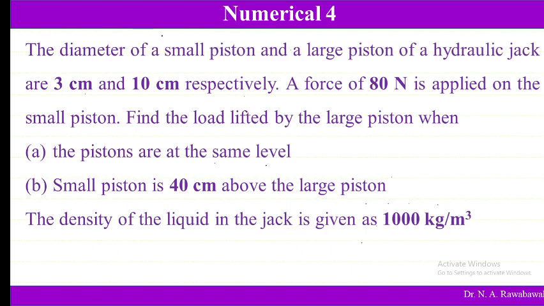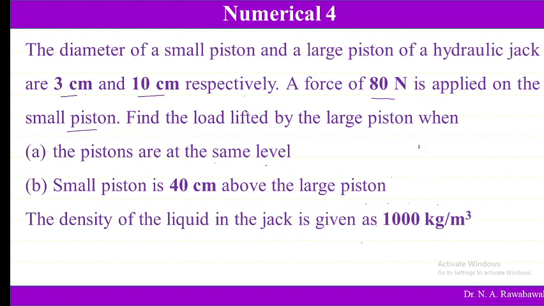So the diameter of small piston and large piston of a hydraulic jack are 3 cm and 10 cm respectively. A force of 80 newton is applied on the small piston, that is plunger. Small piston means plunger and large piston means a ram. So find the load lifted by large piston when the pistons are at the same level. So both pistons are at the same level. And second case is small piston is 40 cm above the large piston.